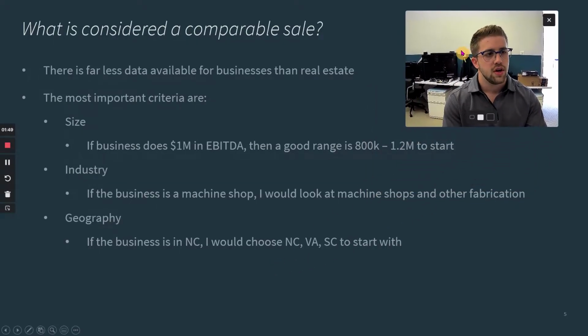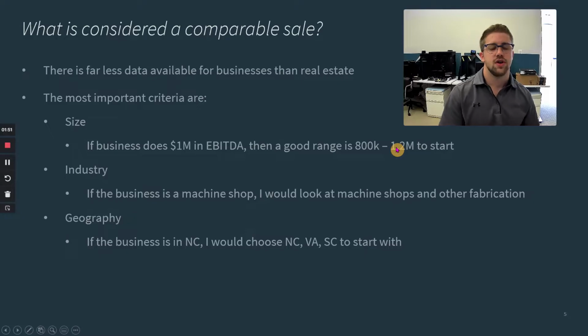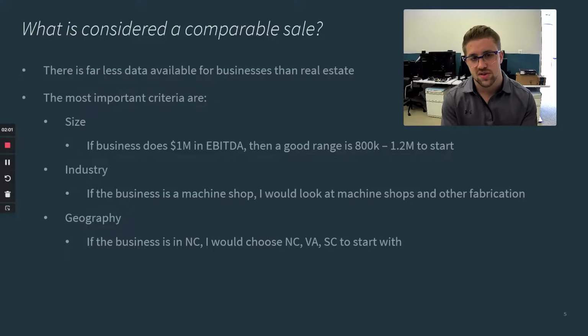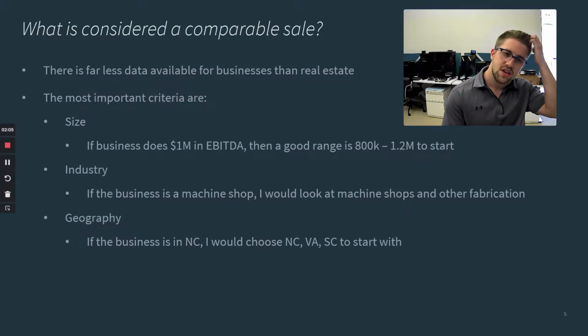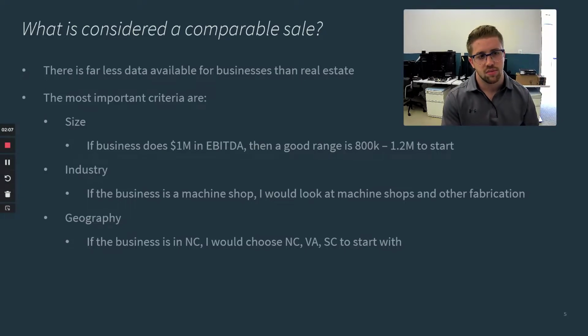All right, so when we're looking for comparable sales, there's very little data available, and that'll become clear as we work through some of the examples I have. The most important criteria, though, when you're looking through the databases are the size of the business, the industry, and the geography. So size-wise, if a business does 1 million in EBITDA, then a good range might be 800,000 to 1.2 million.